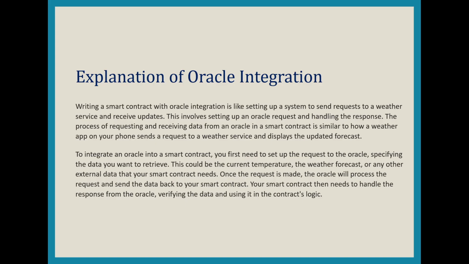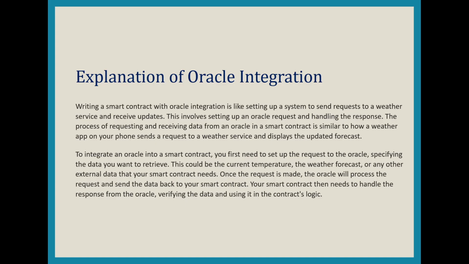This process of requesting and receiving data from an oracle in a smart contract is similar to how a weather app on your phone sends a request to a weather service and displays the updated forecast. It's simple, right? Everyone sees it. Temperature right now is 25 degrees. It keeps updating, right? The requests are sent periodically, every 10 minutes, and you'll see a different weather: 24 degrees, 27 degrees, rain expected. So a request is sent and it's received also.